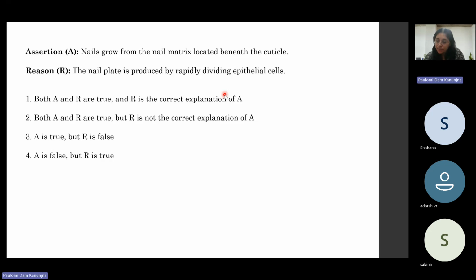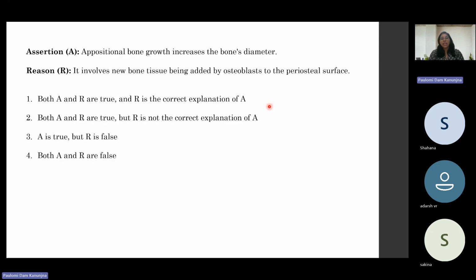Two. Anyone else? Okay. So the answer is first. They are both correct, and one is the explanation of the other. So if you see, this first statement says nails grow from nail matrix located beneath, and they grow because of the epithelial cells. So that's why they are connected. All right. Okay. Next one.